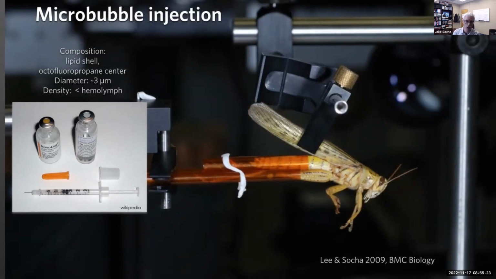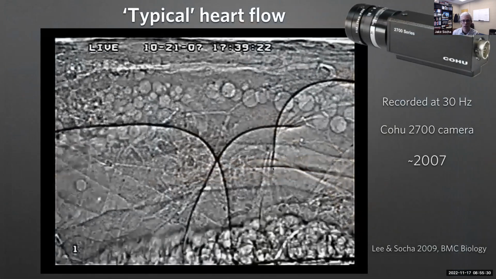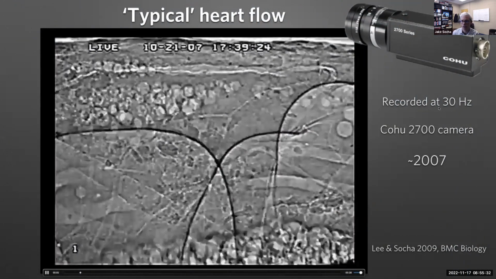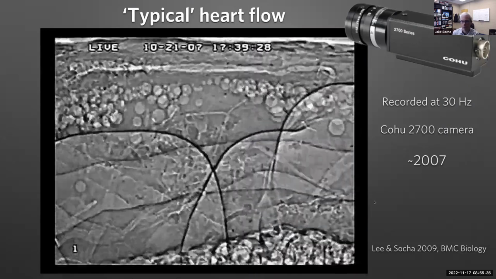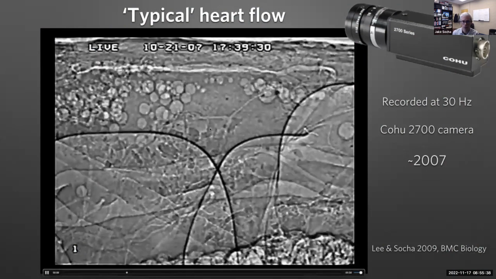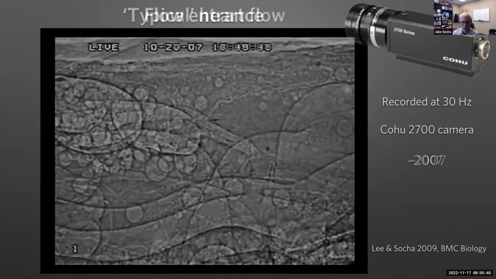Another method that we use is to inject microbubbles. So here's a grasshopper where we're trying to visualize blood flow. And this was an early experiment in about 2007. So the camera quality here, this is essentially our first camera that we used. But you can see bubbles here in the heart, which is pretty neat.